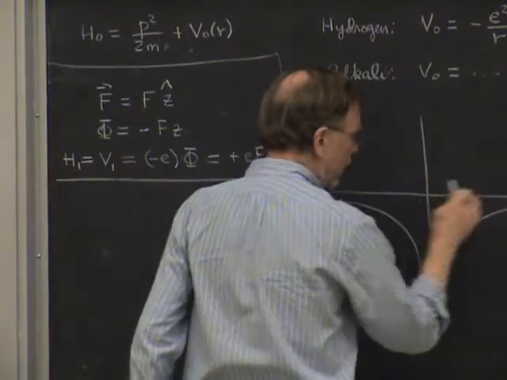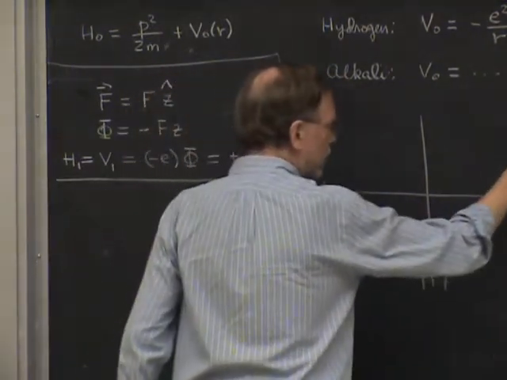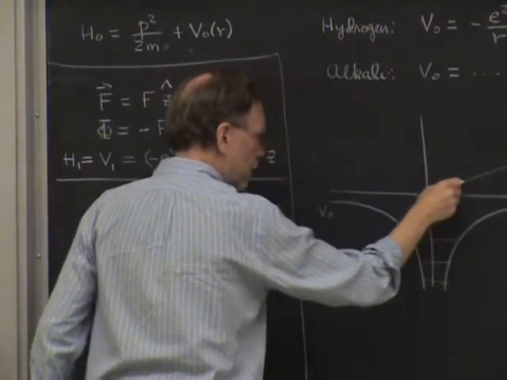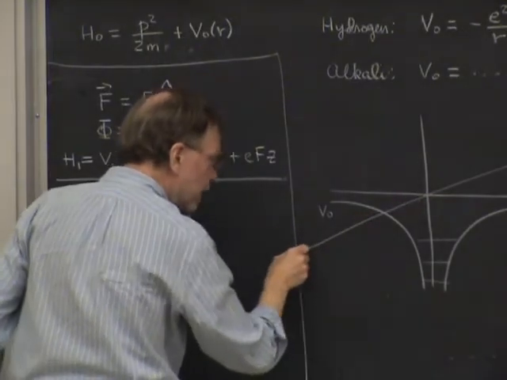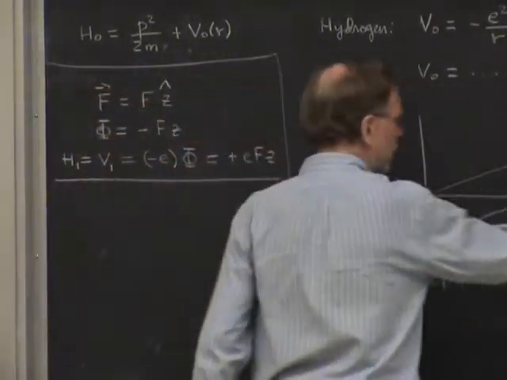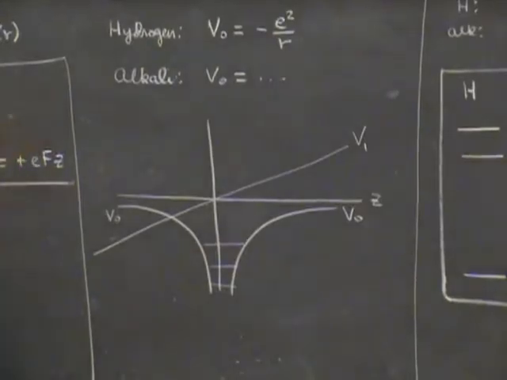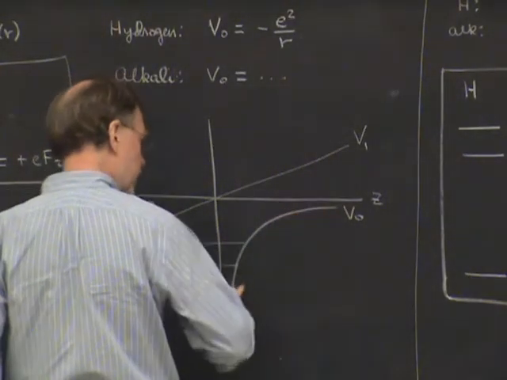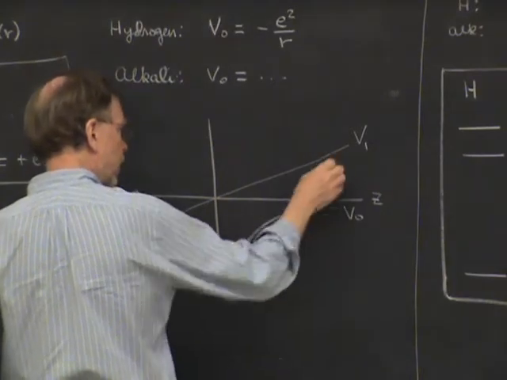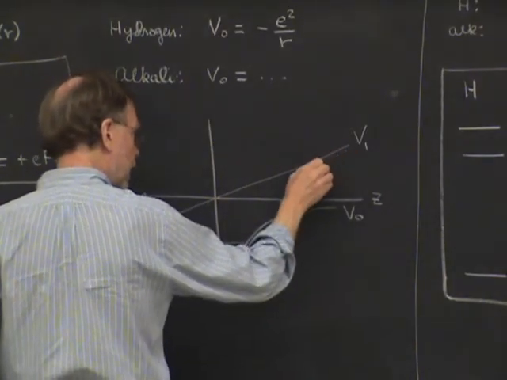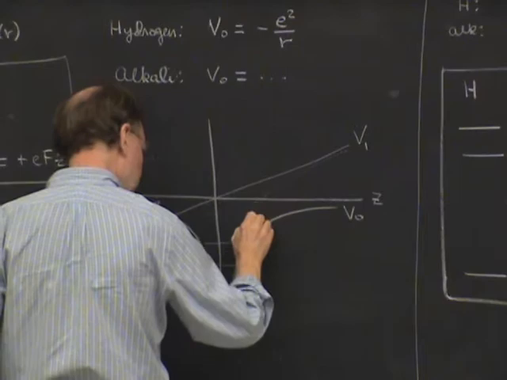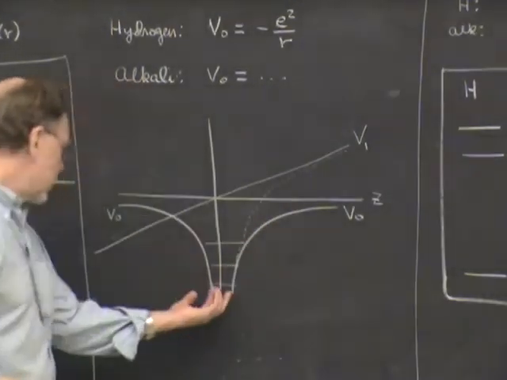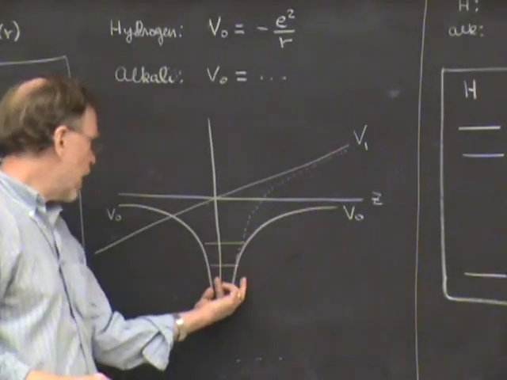Now, if I sketch the perturbation on the z-axis, it's just a straight line in z, and it kind of comes through like this from the origin and goes down like that. So this is the V1. And if we add the unperturbed potential to the perturbation, I'll draw it in a dotted line. Since V0 goes to 0 as z goes to infinity, it asymptotes to the V1 line, and then comes down like this. So the idea is that at small radii, the Coulomb potential dominates.